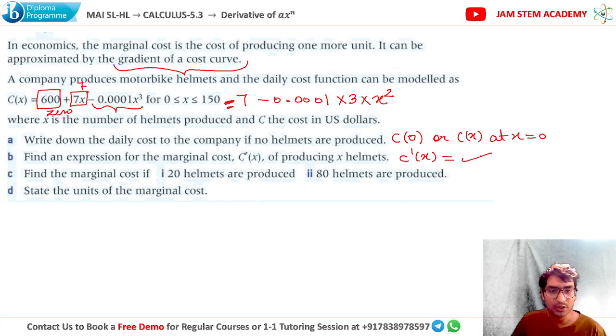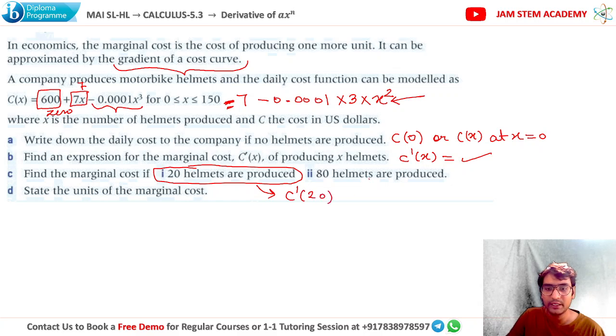Find the marginal cost if 80 helmets are produced. So for this you can also use your GDC, right? Or you can substitute x in this expression. So for this part they want us to find the value of C prime at 80, as 80 helmets produced means C prime at 80. Now we can simply find these.